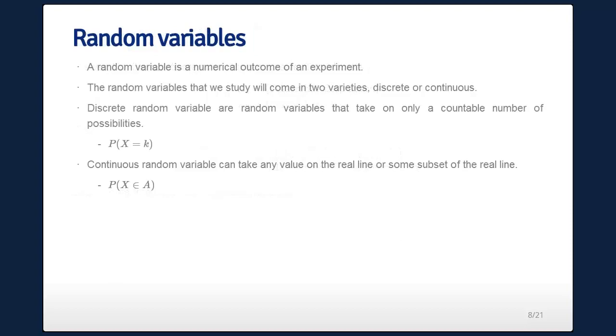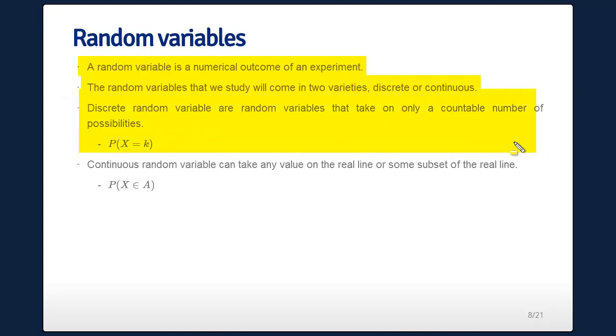So a random variable is going to be a central component of our study, and it's just the numerical output of an experiment. Maybe think of some function of the sample space into the set of numbers. Random variables come in two varieties as far as we're concerned. They actually can come in lots of different varieties, but for our consideration, they're going to either be discrete or continuous. Discrete random variables are ones that can only take a countable number of possibilities, and continuous random variables can take any value on the real line or some subset of the real line.